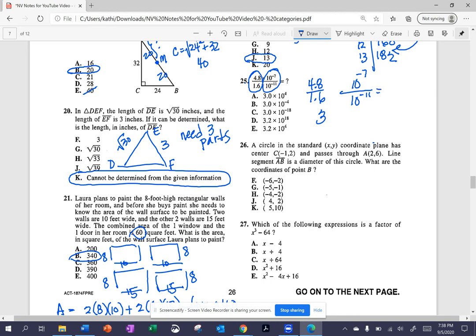I am going to move 10 to the negative 11 up to the numerator. When I move it up to the numerator, I change the sign. So this is going to be 10 to the negative 7. And then I am going to change the sign. So I am adding 11. So this will be 10 to the 4th. So 3 times 10 to the 4th.